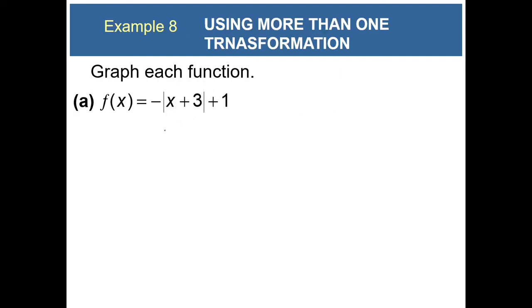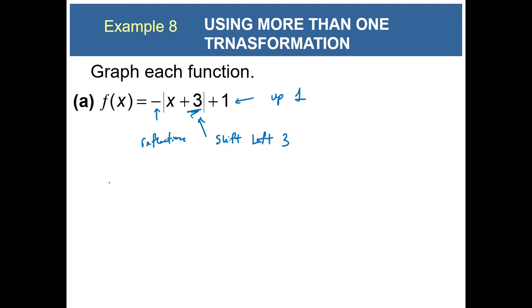Let's graph the function f of x equals negative the absolute value of x plus 3 plus 1. Now there's a lot going on in the problem. We have a negative in the front, so I know there's a reflection. There is a plus 3 on the inside, so we are going to have a shift left of 3. Remember, on the inside it's a plus 3, so we're going to go opposite, go left 3. And the 1 is going to tell us we're going to shift the graph up 1.